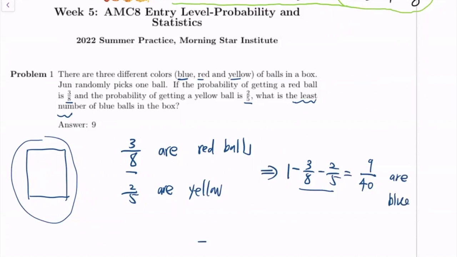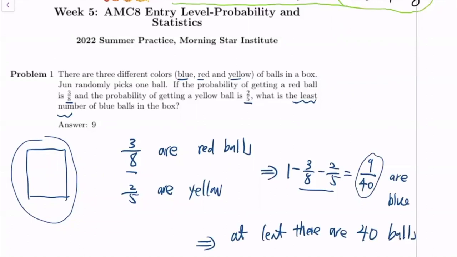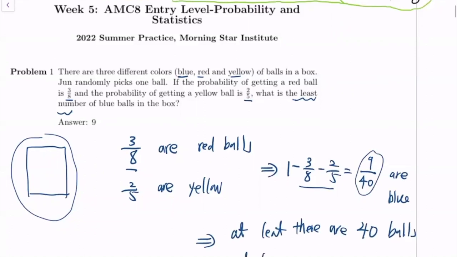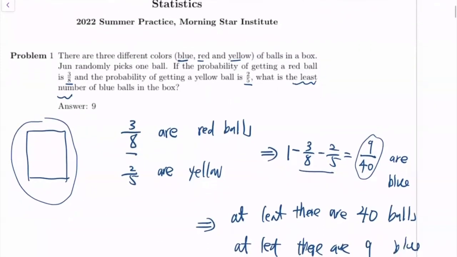Because the number of balls are integers, from here we get that with 9/40, there should be at least 40 balls. Then with at least 40 balls, there should be at least 9 blue balls, right? Okay. So the answer is 9.